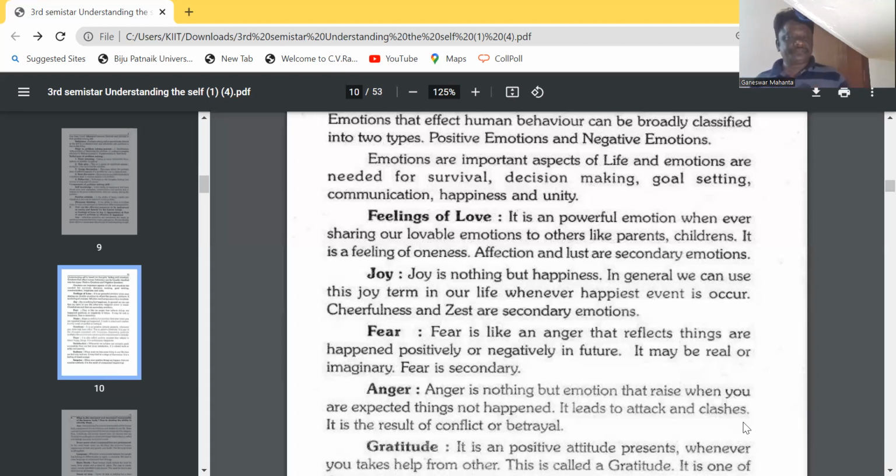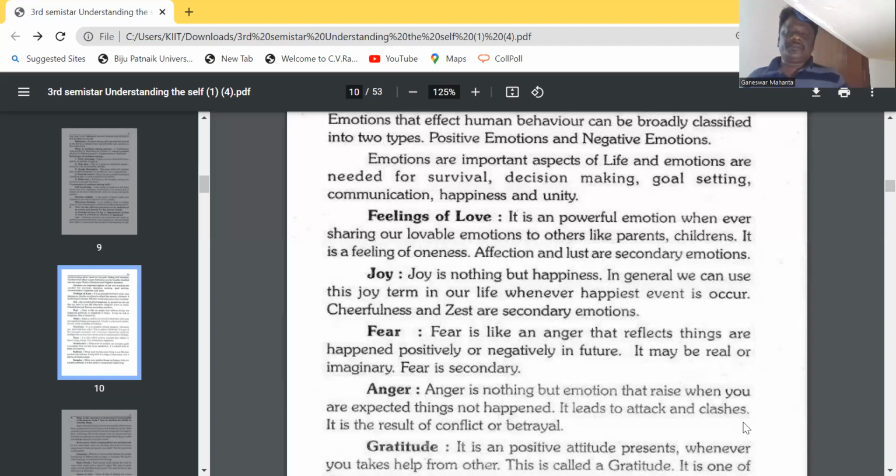Last one, joy. Joy is nothing but happiness. In general, we use the term joy in our life whenever a happy event occurs. Cheerfulness and jest are secondary emotions.